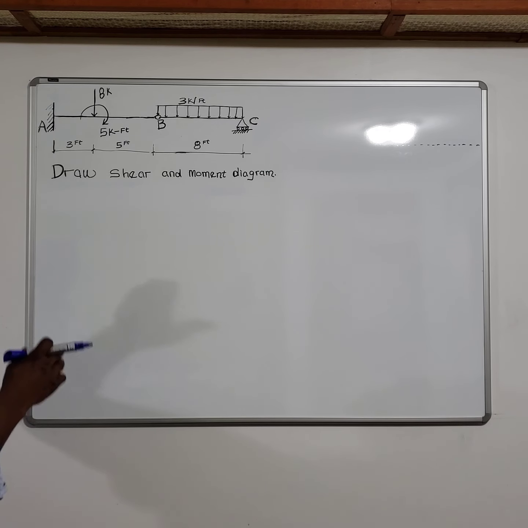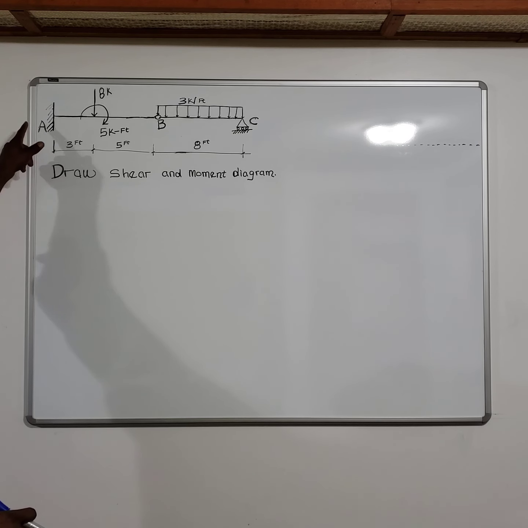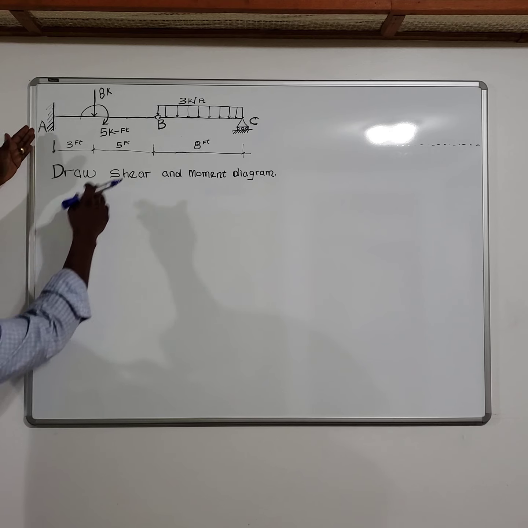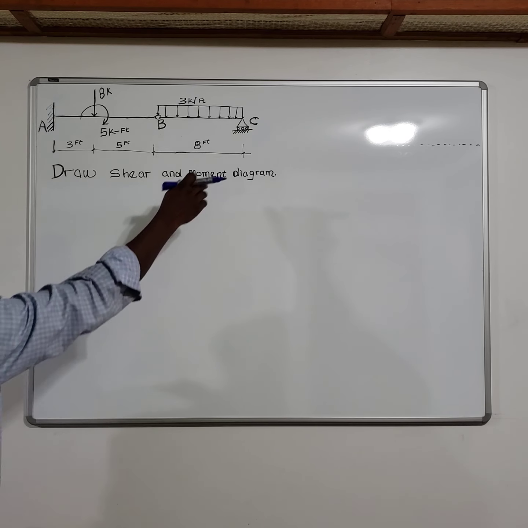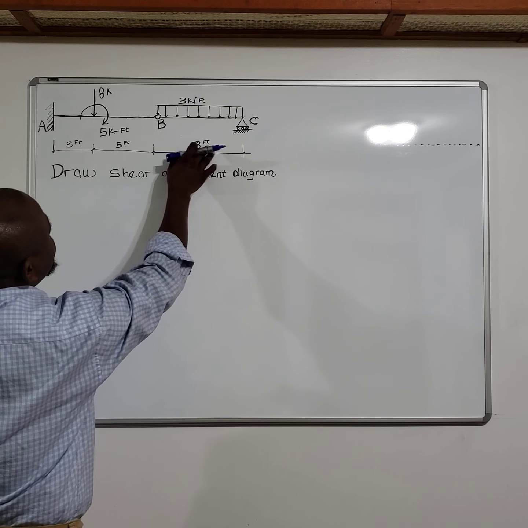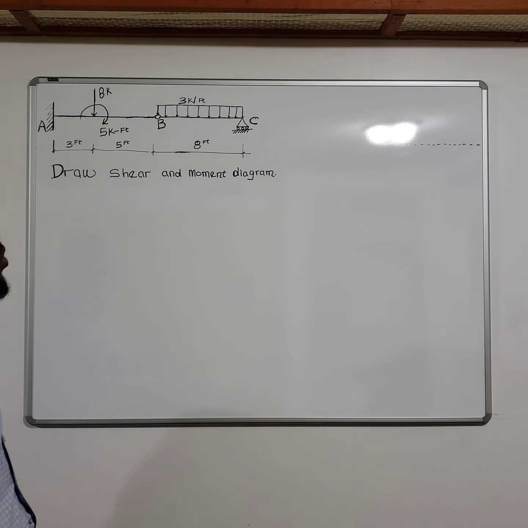And so when you do that, you realize that you are going to have two unknowns in this section. Point A to B will give you two unknowns because there's a moment here, MA, and there's a force reaction there, AY. But on this section BC, which is the right section, you are going to have only one unknown.